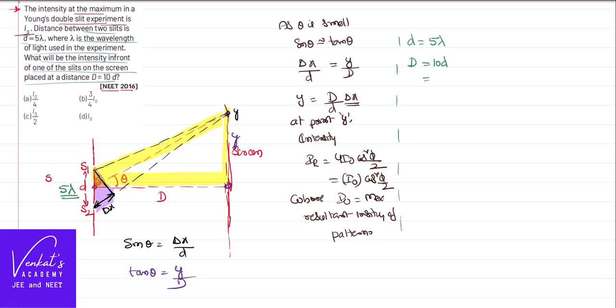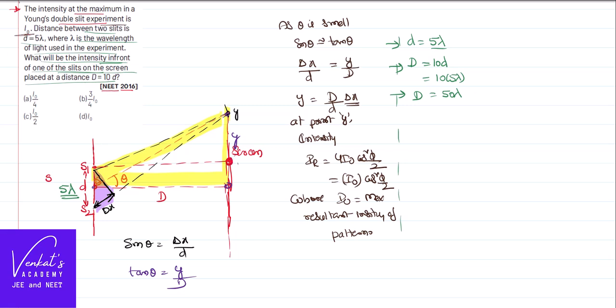But this small d, as per the above data, is given as 5 lambda. So, in the other sense he is saying you can say it is 10 d or 50 lambda, both of them can be used. One more important word is intensity in front of one of the slits. So, where is he asking the intensity? He is asking intensity, this is one slit.